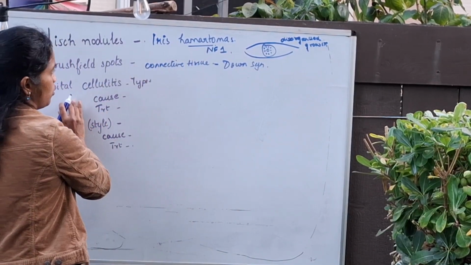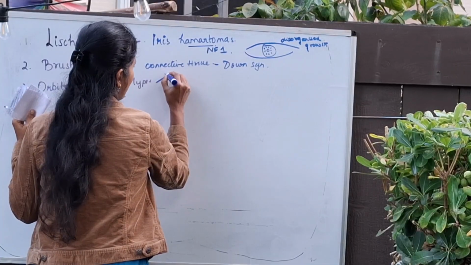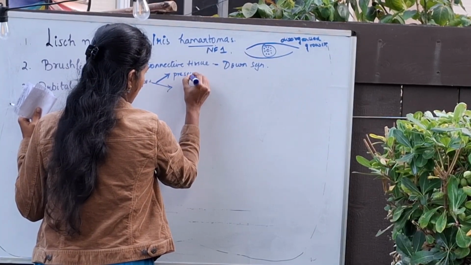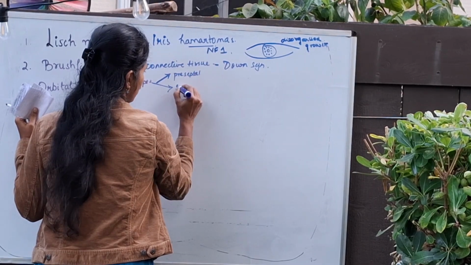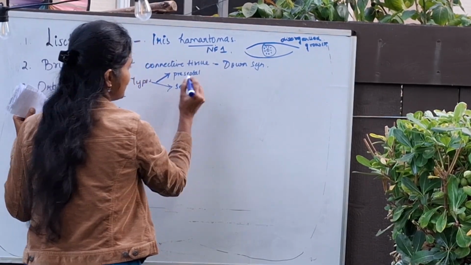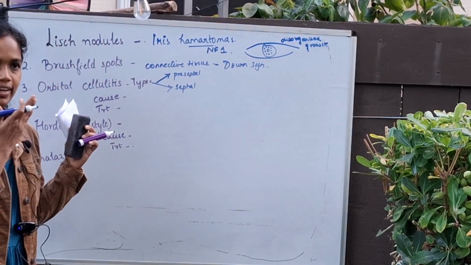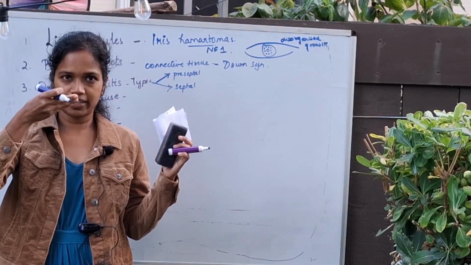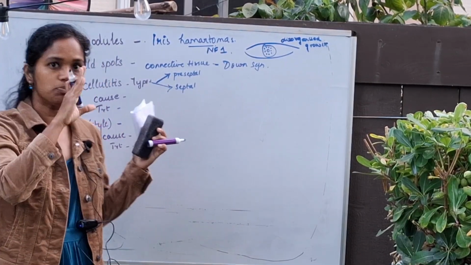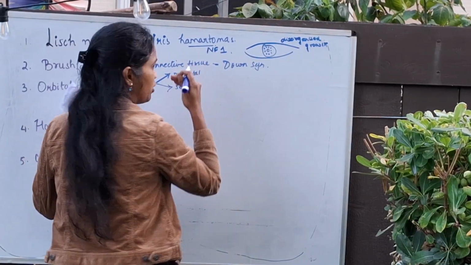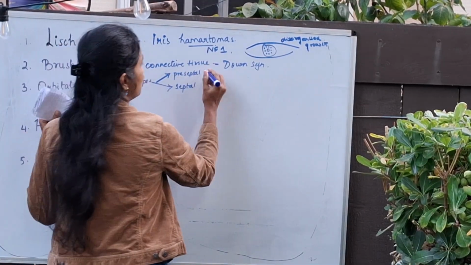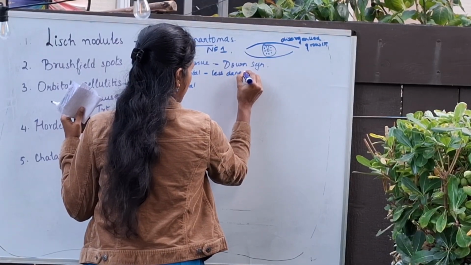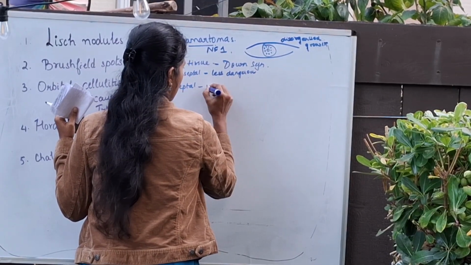What about orbital cellulitis? Orbital cellulitis has two types. One is preseptal and the other is postseptal. There is a tarsal plate in the eyelid. When it occurs just in front of the tarsal plate, that is preseptal. This is less dangerous, but the postseptal one is very dangerous.